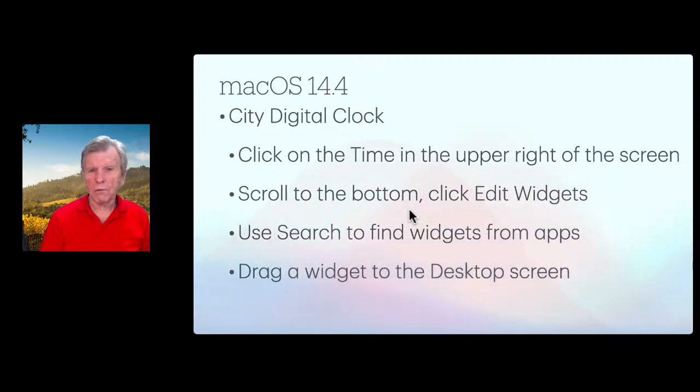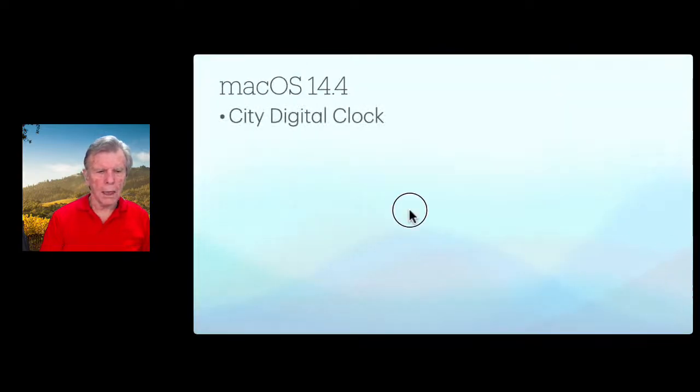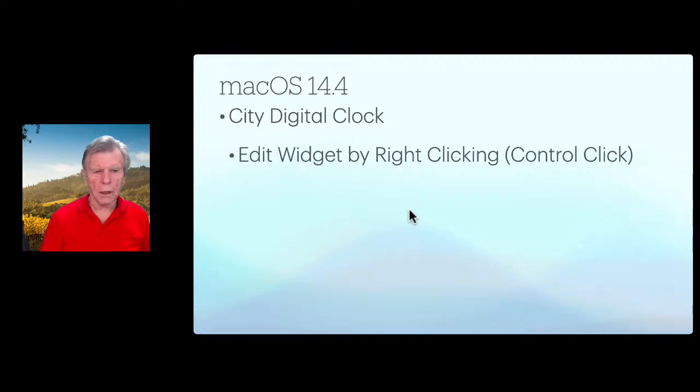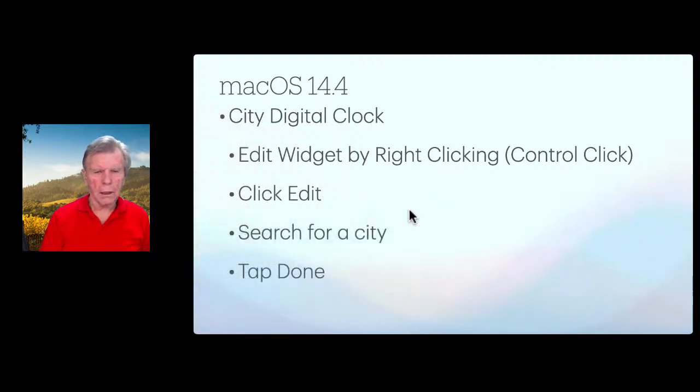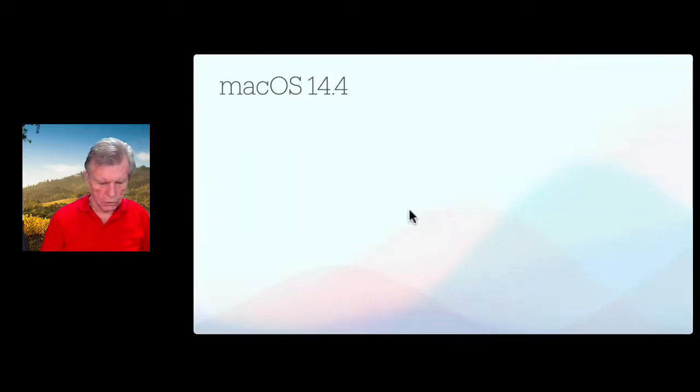And then you have the option, if you like, to drag a widget right to your desktop, so it's always sitting there and you don't have to go looking for it. On the city digital clock, you would edit the city by right-clicking. If you don't have right-click turned on, you can hold down the Control key and click. We call that a control click. Then you would click on Edit. You can then search for the city that you want to have on your digital clock, then tap Done, and you are finished. So let's see how that works.